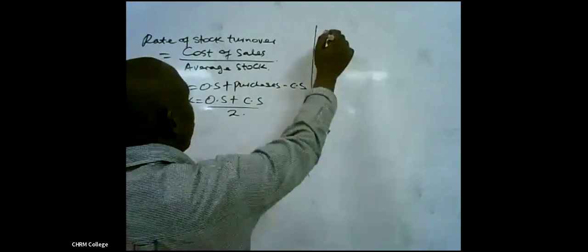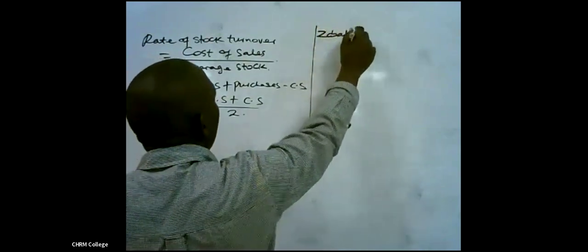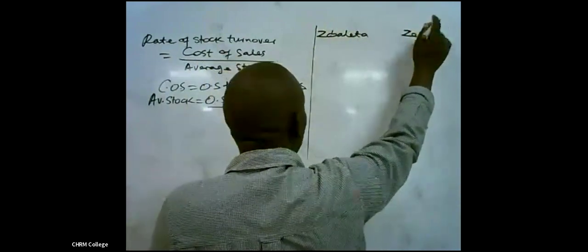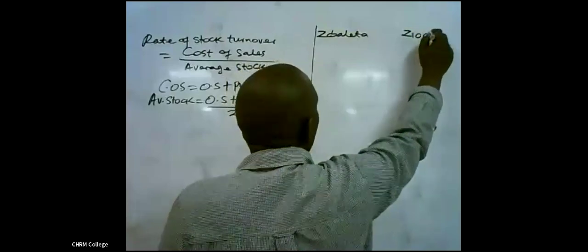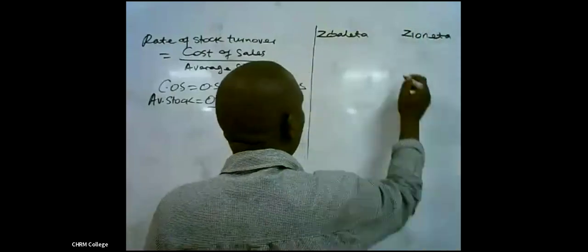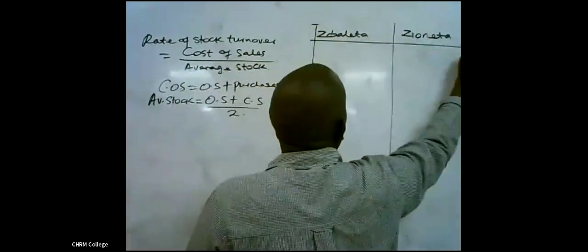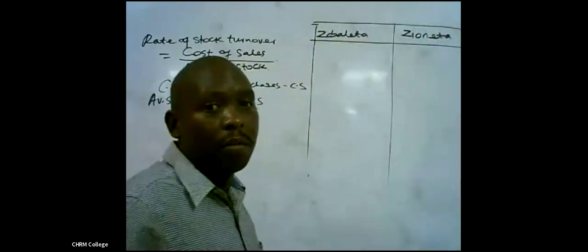When it comes to the average stock, you use the opening stock plus the closing stock, divided by 2. Once you remember that, you can comfortably calculate those ratios for both traders. You can do them in form of a table.